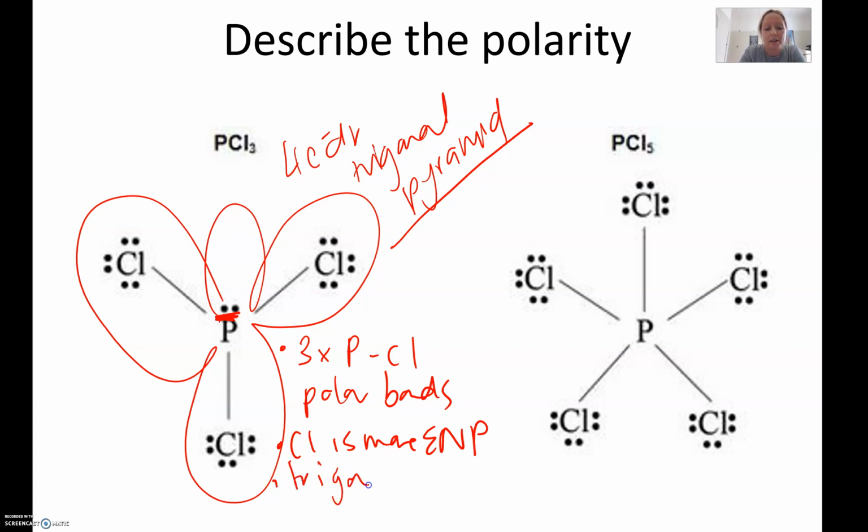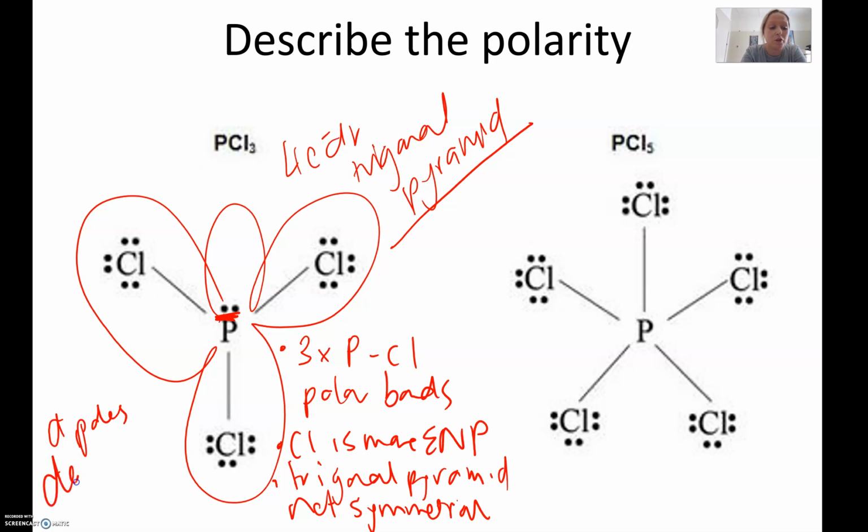Trigonal pyramid is not symmetrical, okay? And so what that means is that the dipoles will not cancel. So dipoles do not cancel, and the structure is polar. And I hope that makes sense.